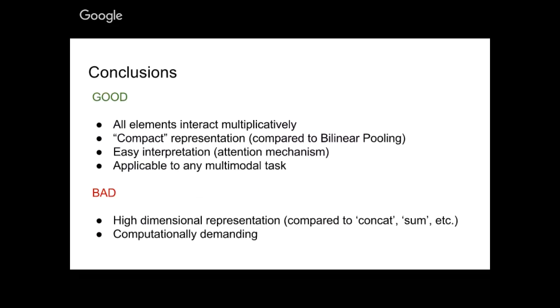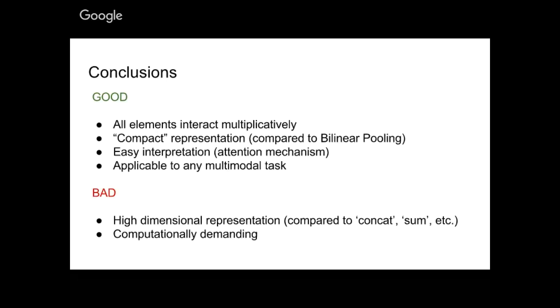So as conclusions, the good parts of the method look like this: all elements can interact multiplicatively, and it offers a compact representation of the set of all multiplications that could exist. And then it's easy to interpret thanks to the attention mechanism, and it's applicable to any multimodal task. They apply it on visual question answering, but it could be useful for any other.